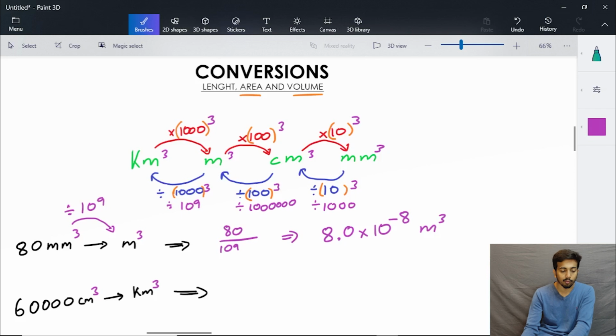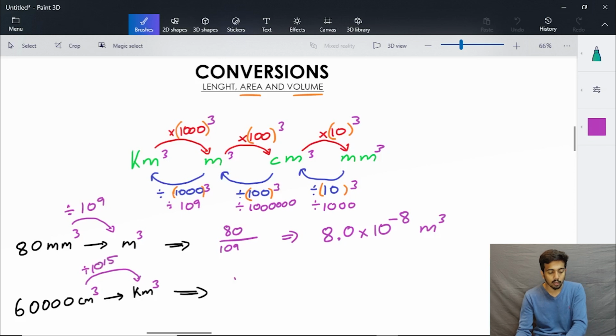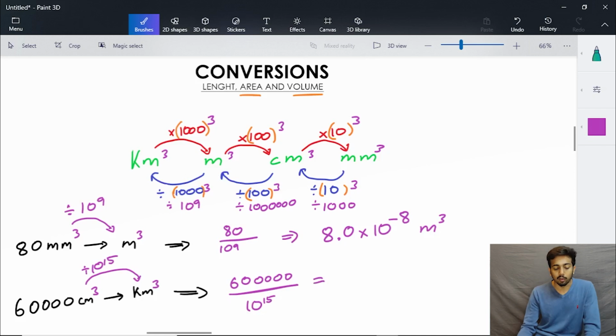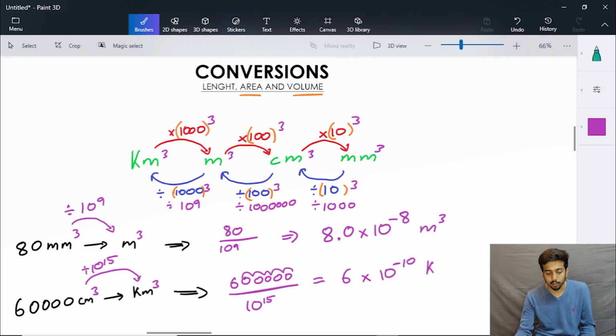So here we have 10 to the power of 9, and here we have 10 to the power of 6. So 9 plus 6, a total of 10 to the power of 15. So we'll have to divide by 10 to the power of 15 over here. So we'll have 60,000 divided by 10 to the power of 15, and as we have 10 to the power of 15, we can go backwards like 14, 13, 12, 11, 10. So we can convert it as 6 into 10 to the power of minus 10 kilometer cube.